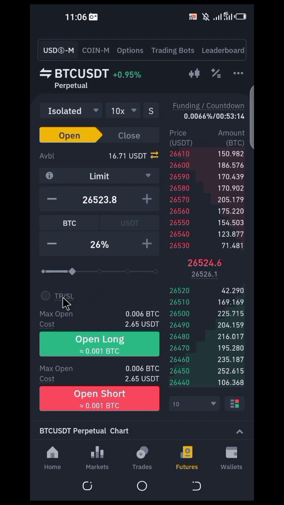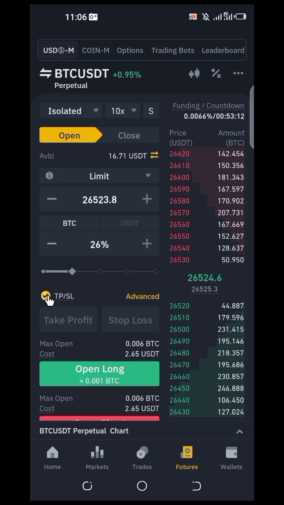So after that, the next thing you are going to do is to check this box. This is actually where you set your take profit and then your stop loss. So let me explain take profit and stop loss.